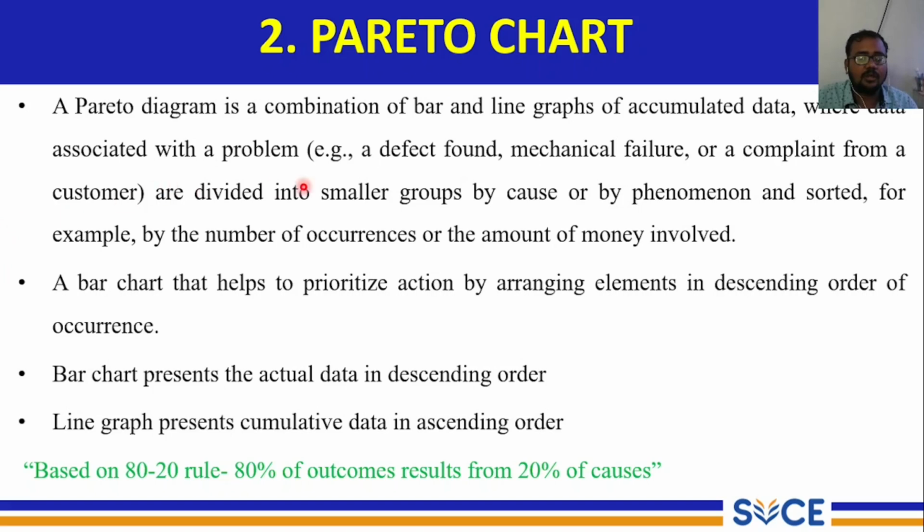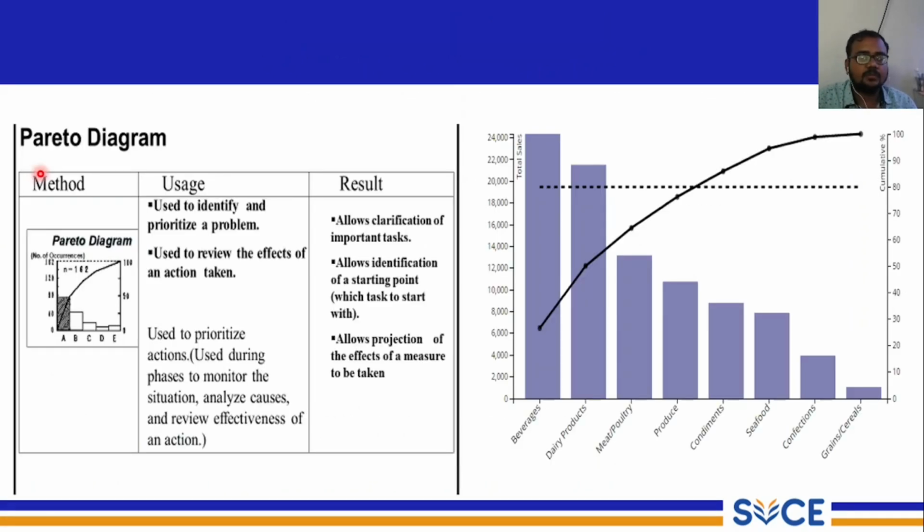A good example can be a defect found, any failures, or a complaint from the customers. You divide them into smaller groups based upon the phenomenon, then sort them, and then the total number of occurrences is calculated. You can see here what the result of a Pareto diagram looks like. It helps you clarify the important tasks, the starting point of the entire analysis can be identified using this chart, and it also allows projection of the effects of a measure to be taken. So how much effort is to be taken, and what could be the desired results for it.